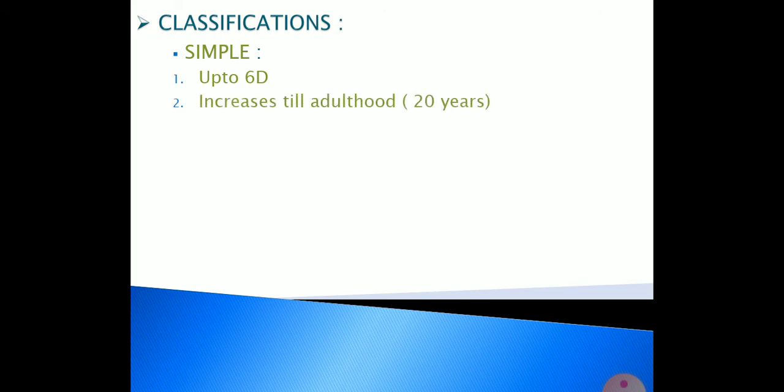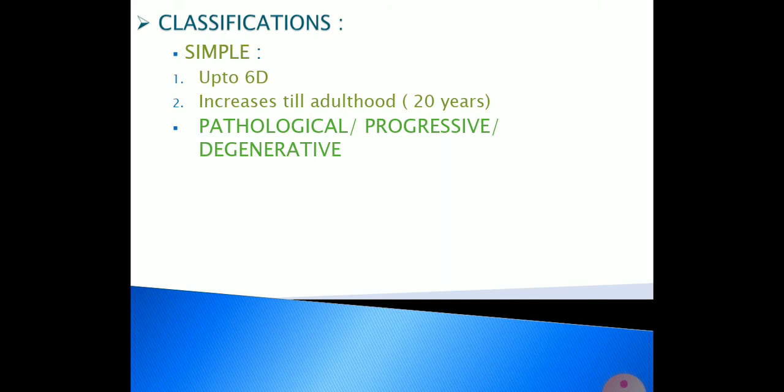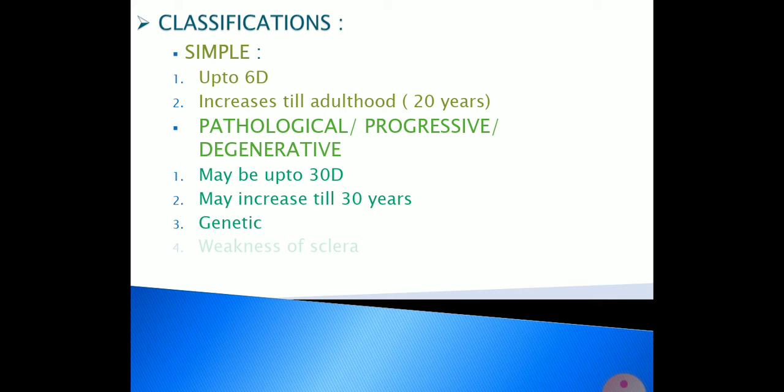Classification: simple myopia, usually up to 6 diopter, increases till adulthood, about 20 years. Next is pathological or progressive or degenerative myopia, may be up to 30 diopter, may increase till 30 years of age, usually genetic. Weakness of sclera and stretching of choroid and retina is found.